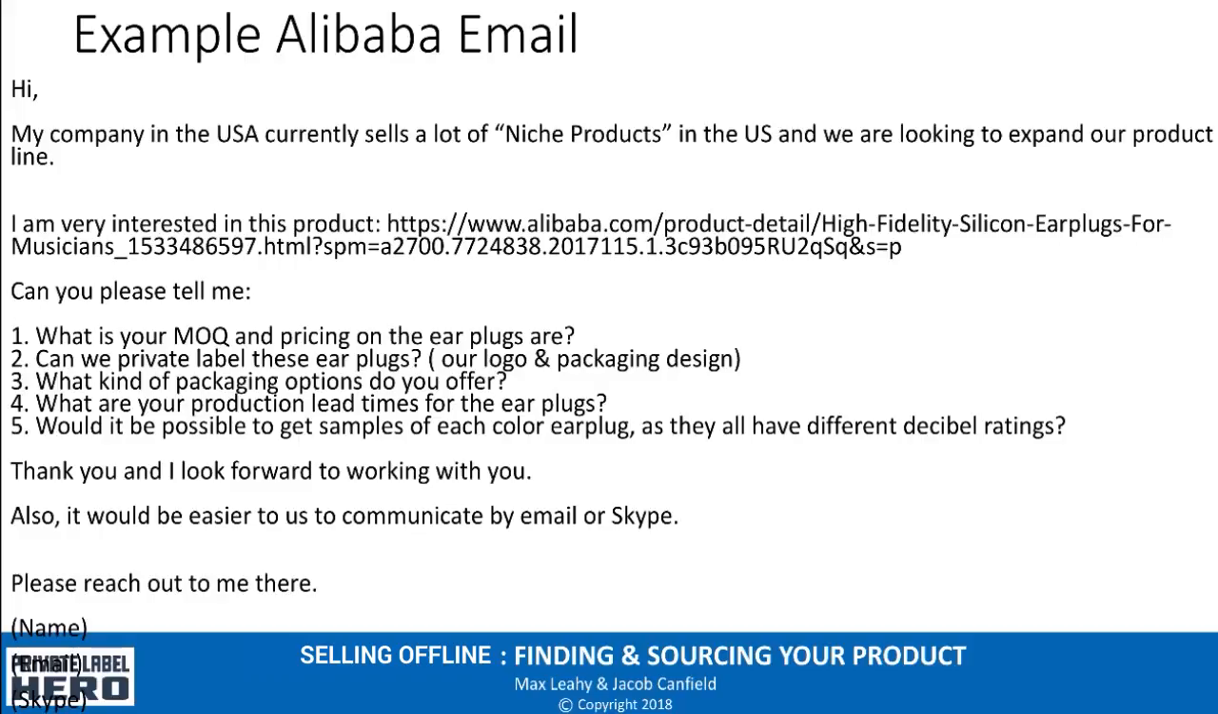So the first line just says your company's in the United States, you currently sell a lot of blank products, you're looking to expand your product line. You're very interested in this product. The key here is to give them the actual URL of the actual product that you're looking for. They might have 20 listings or 200 listings on Alibaba. So even though Alibaba gives them an idea of what you're looking for, if you give them the exact product, it works much better. Next, you're asking a few questions.